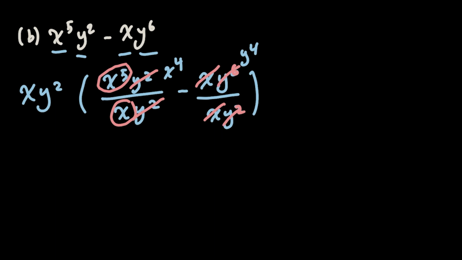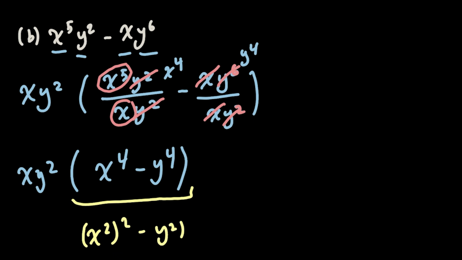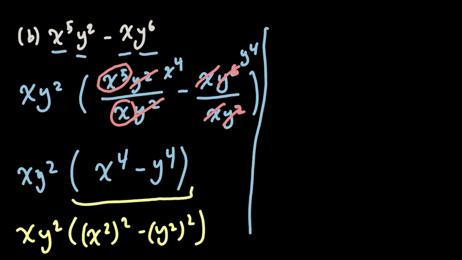So the final solution would be x y to the power 2 multiplied by x to the power 4 minus y to the power 4. Well, we didn't get the final solution. As you can notice here, this is nothing but x to the power 2 all to the power 2 minus y to the power 2 all to the power 2, multiplied by x y to the power 2. So we want to factor it out. Let's see what we'll get.